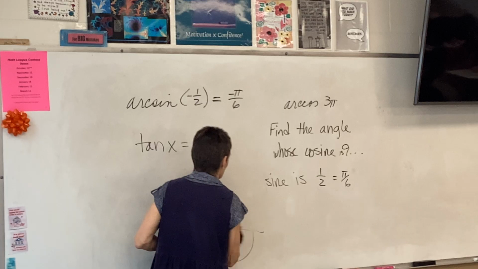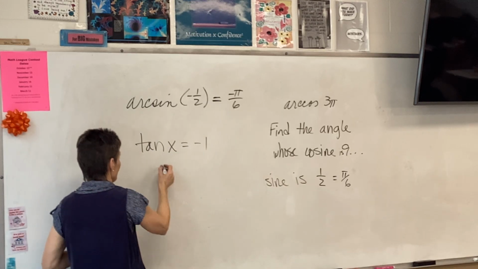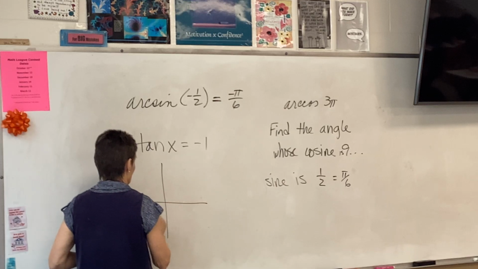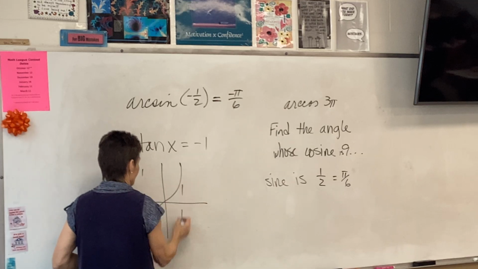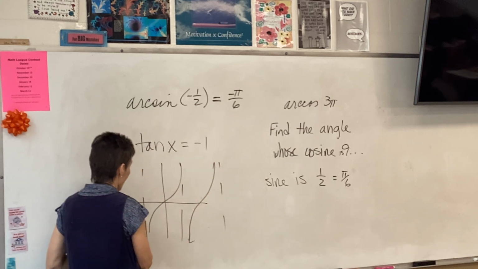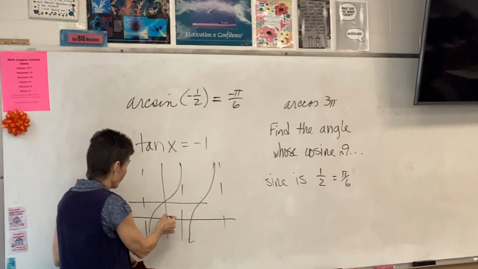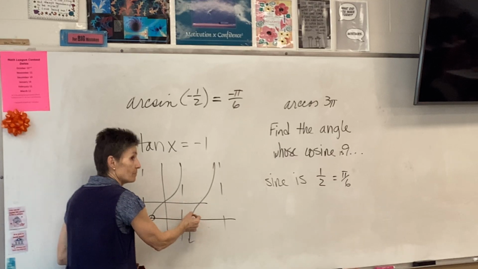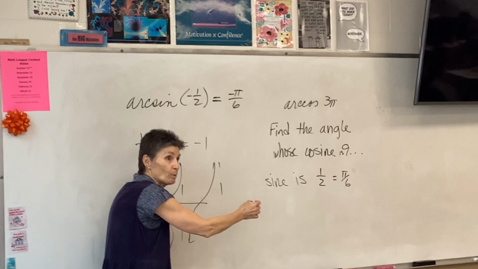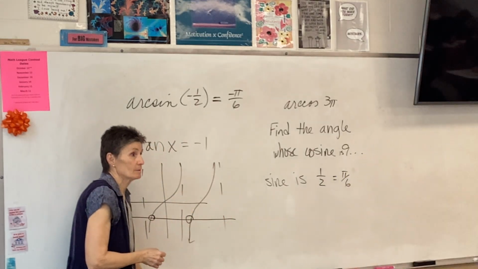Infinitely many. Because if you think about your tangent curve and its branches, how many times does the tangent curve cross where y is -1? Doesn't it cross with every branch? So there would be infinitely many.